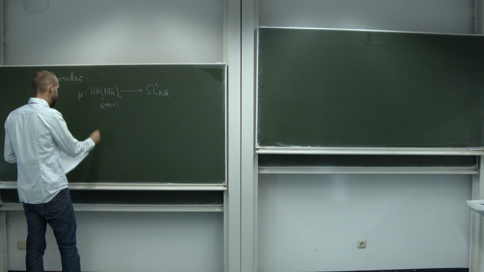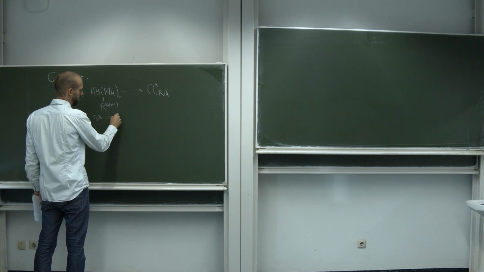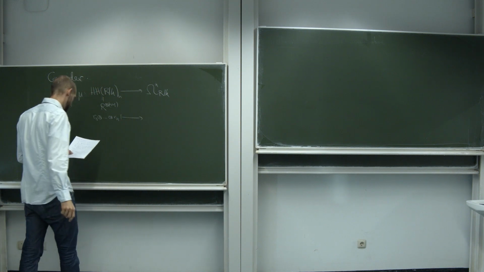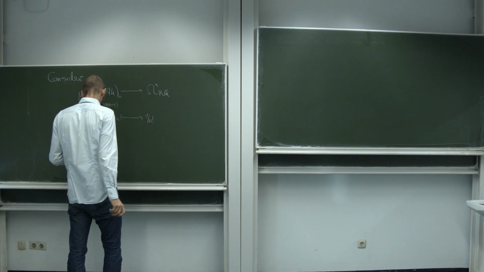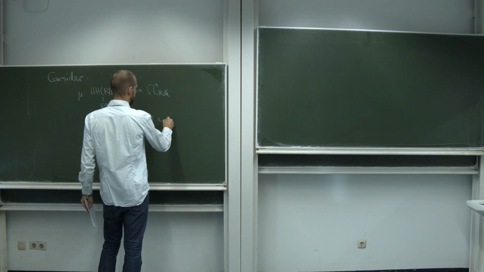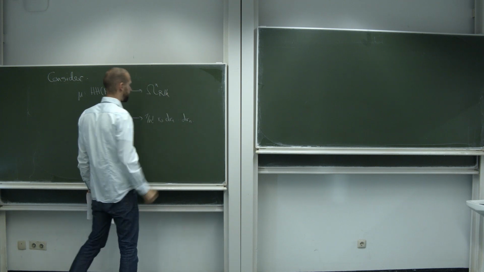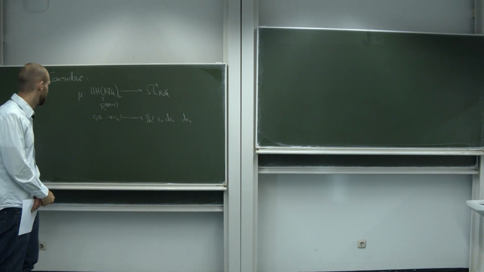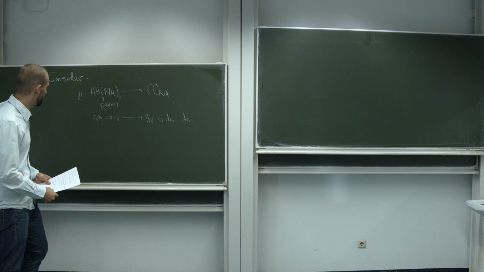And how is this map defined? I'm just going to send r_0 tensor dot dot dot tensor r_n to the following term: 1 over n factorial, r_0 dr_1 times ... times dr_n. Okay, good. So this defines a map.